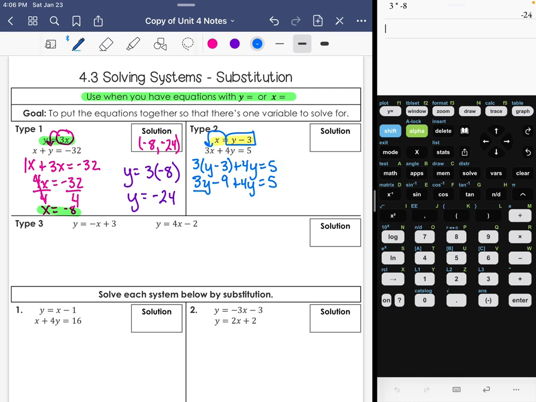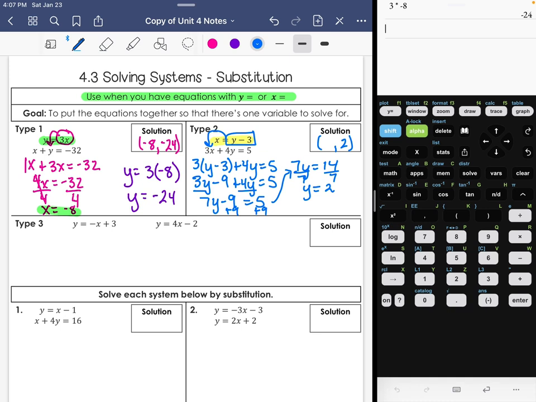Now we're going to combine these like terms. So 3y plus 4y is 7y. So you have 7y minus 9 equals 5. And now you just have a two-step equation. So you're going to add the 9 to 5, and you're going to have 7y equals 14. And then divide by 7. y equals 2, because 14 divided by 7 is 2. So that means you know the y is 2 for this solution.